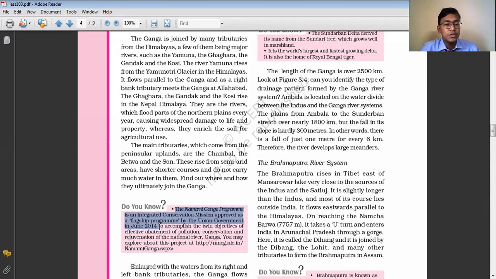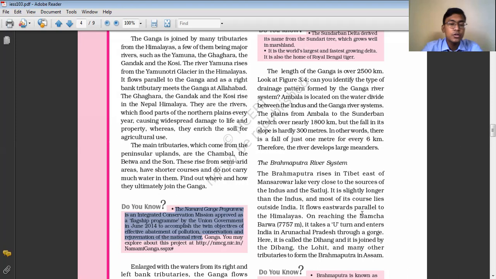What were the two objectives? The twin objectives of the Namami Gange program were effective abatement of pollution, that means to reduce the pollution in the river Ganga, and to conserve and rejuvenate the national river, the river Ganga.